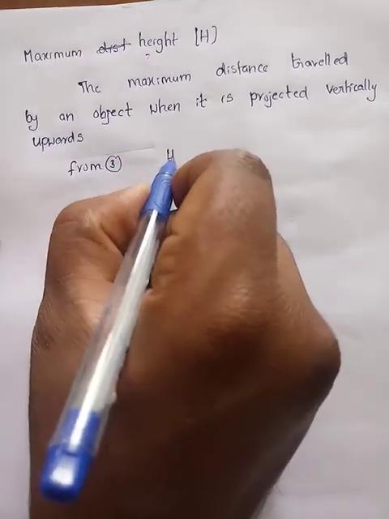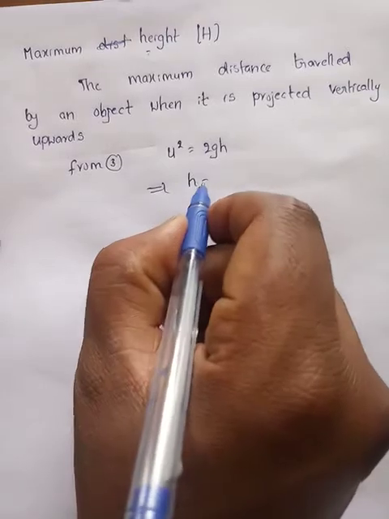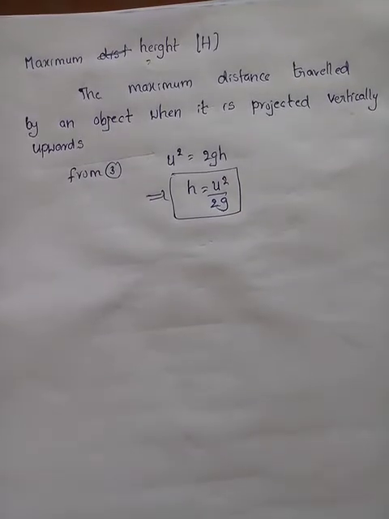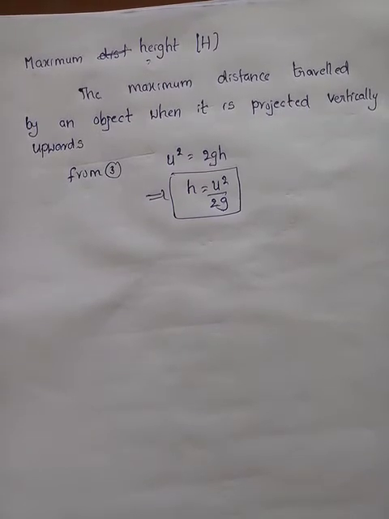What is equation 3? Do you remember that? u square equals 2gh. That implies h equals u square by 2g. So that is the expression for maximum height. So what is maximum height? The maximum distance traveled by a projectile or object when it is projected vertically upwards is called maximum height. So from the three equations we got two definitions: one is time of ascent and one is maximum height.